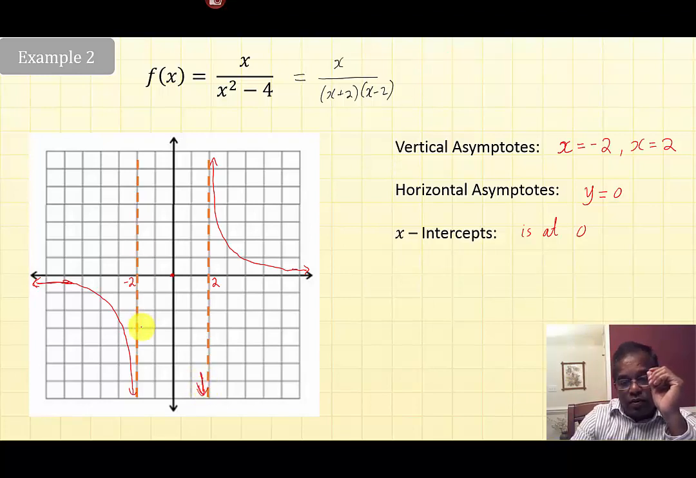Now to find just after negative 2, let's use a number, say x equal to negative 1.9. So the numerator is a negative number, and in the denominator, negative 1.9 plus 2 is a positive number, and negative 1.9 minus 2 is also a negative number. So overall we get a positive number. That means it ends over here. Now x equal to 0 is an x-intercept, so our graph will look like this.